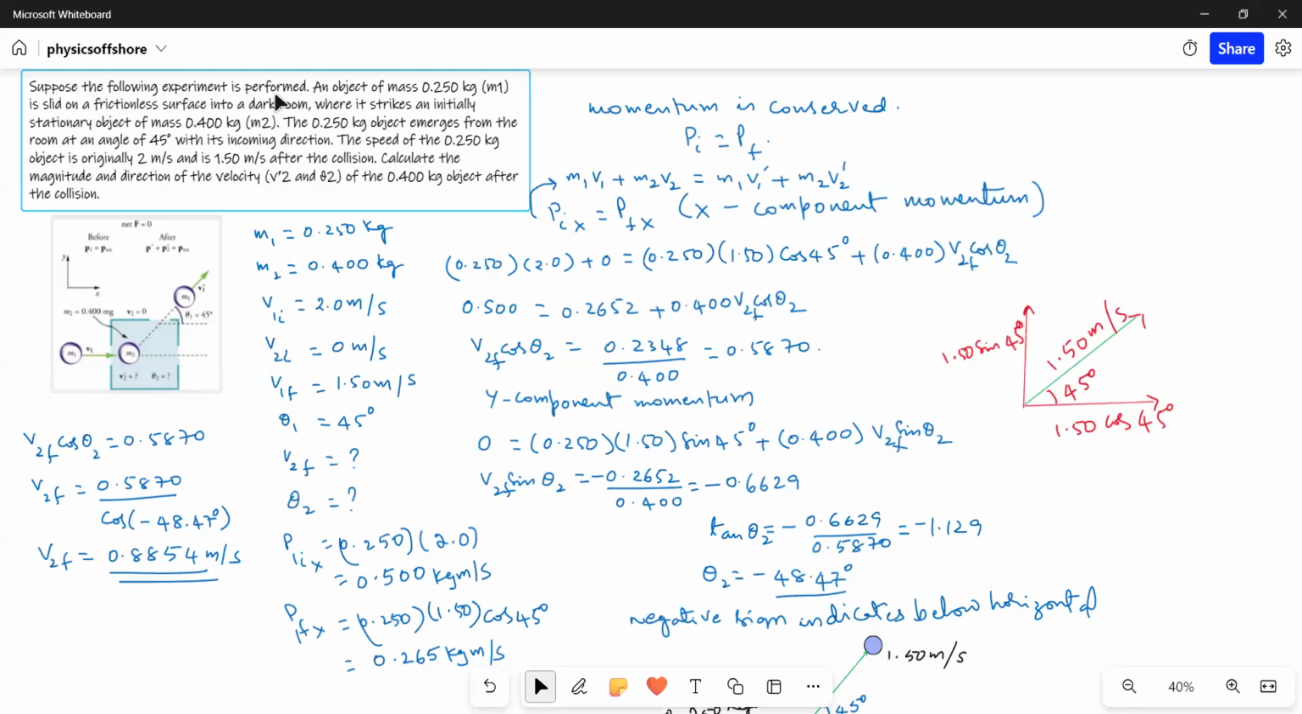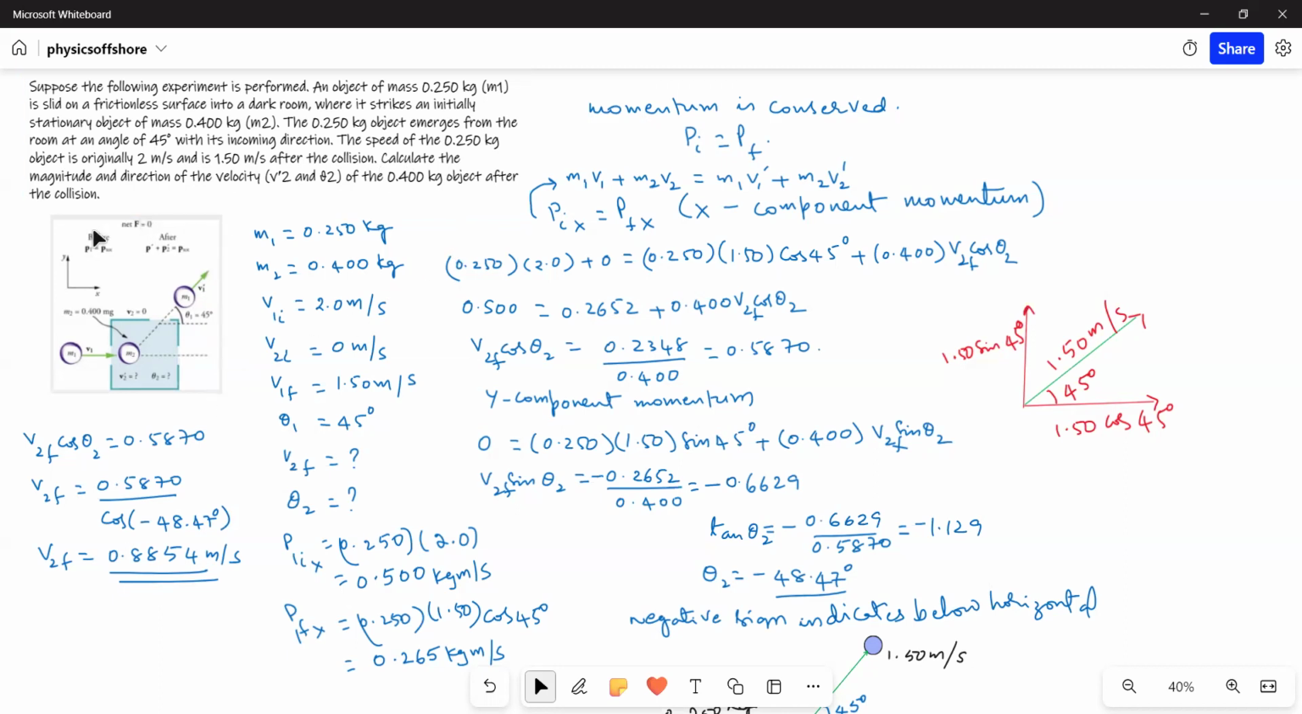Suppose the following experiment is performed. An object of mass 0.25 kilograms, M1, is slid on a frictionless surface into a dark room where it strikes an initially stationary object of mass 0.4 kilograms, M2. The 0.25 kg object emerges from the room at an angle of 45 degrees with its incoming direction. The speed of the 0.25 kg object is originally 2 meters per second and is 1.5 meters per second after the collision. Calculate the magnitude and direction of the velocity of the 0.4 kg object after the collision.